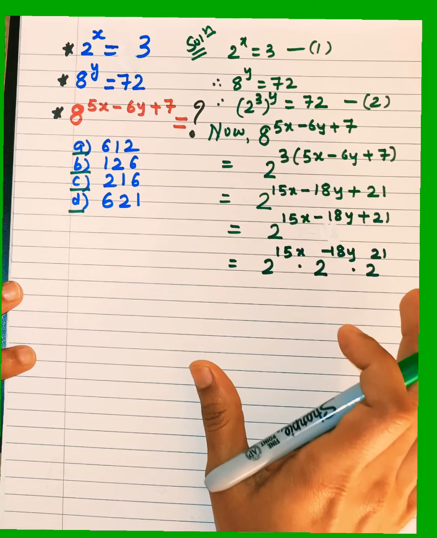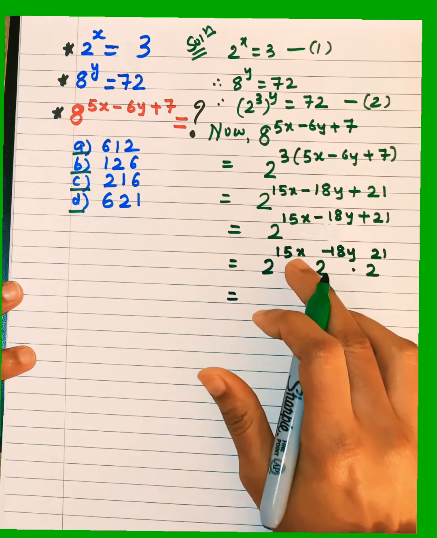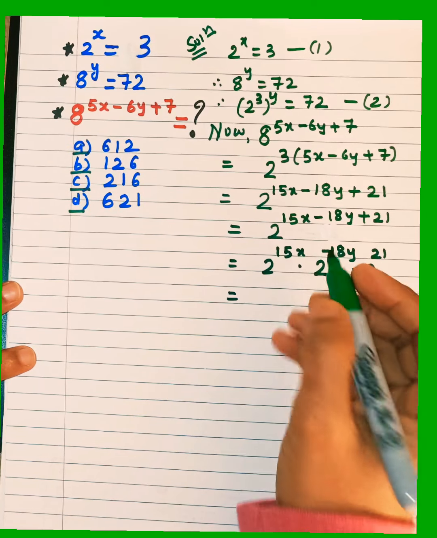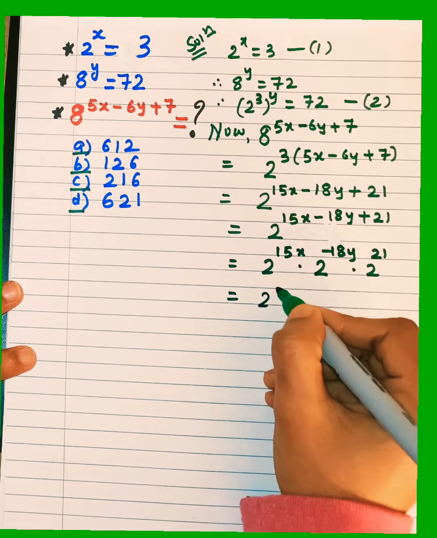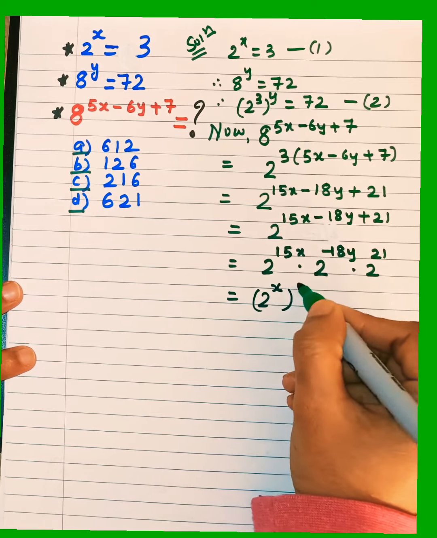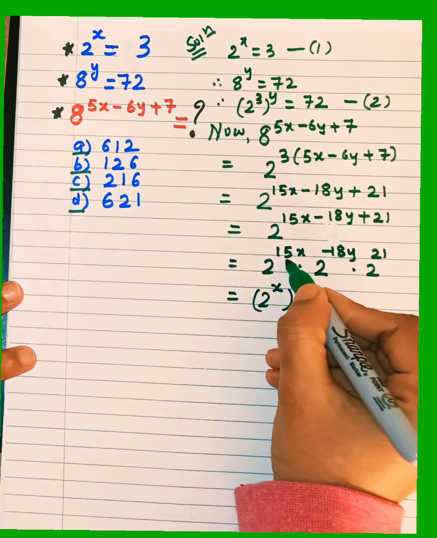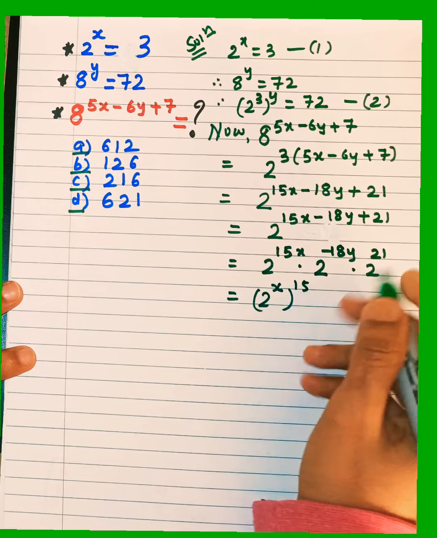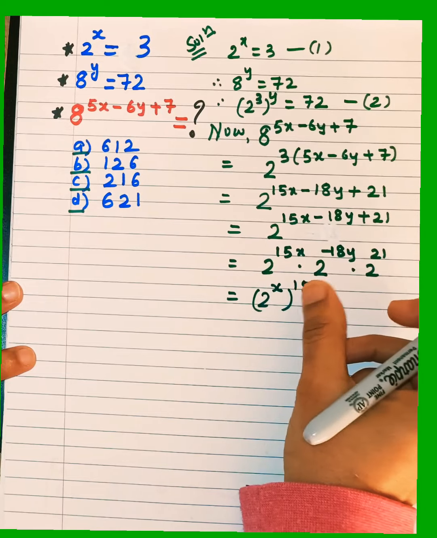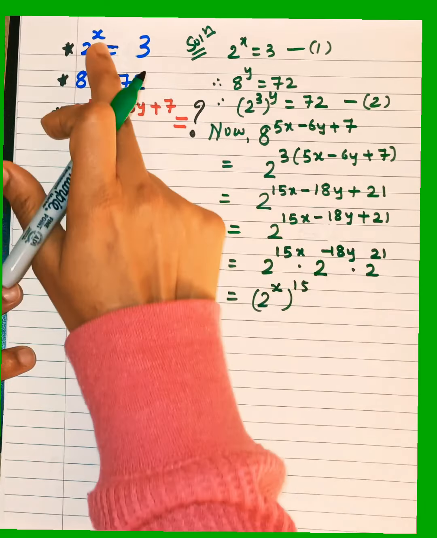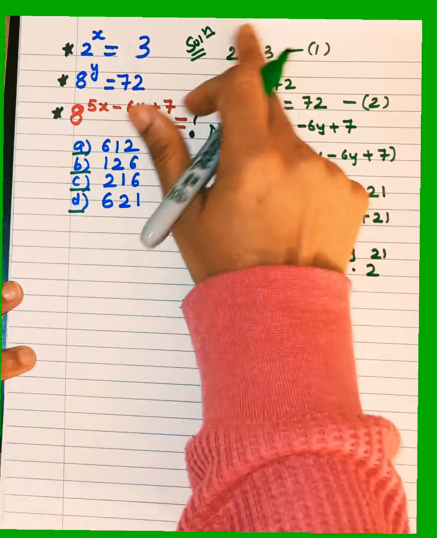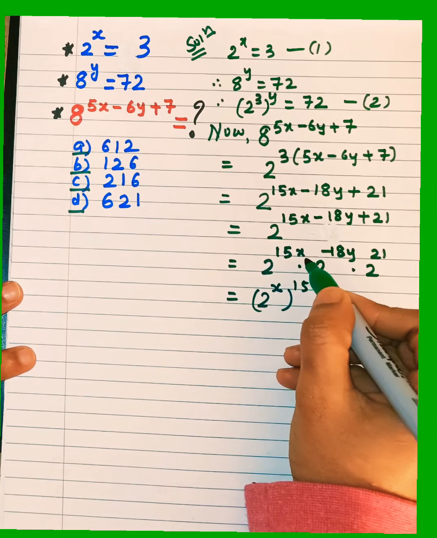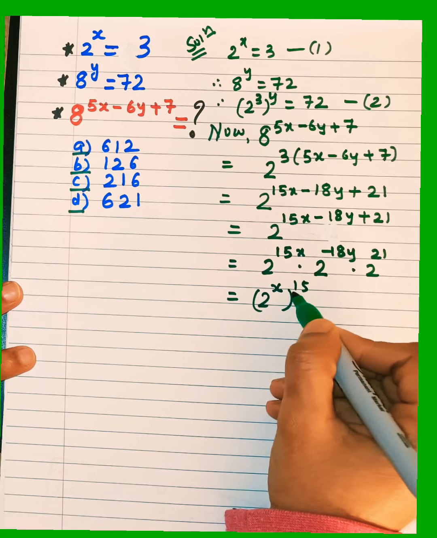Now what can we do in this? If you see carefully, 2 raised to 15x can be written as 2 raised to x, with 15 outside. The meaning is the same: 15 into x can be written as 2 raised to x, the whole bracket, raised to 15. Why? Because 2 raised to x is equal to 3, so we can substitute the value for 2 raised to x. That's why I am adjusting this. I have simply written 15x as x and 15 separated.